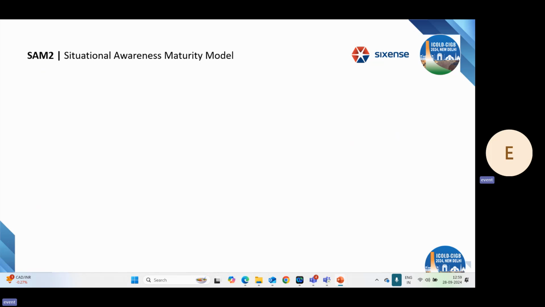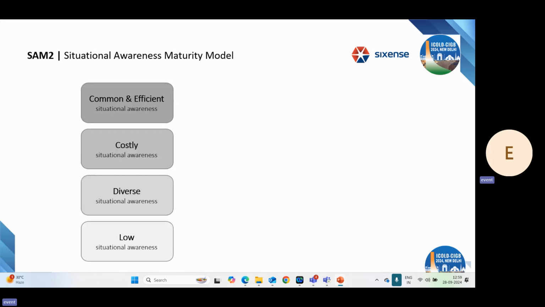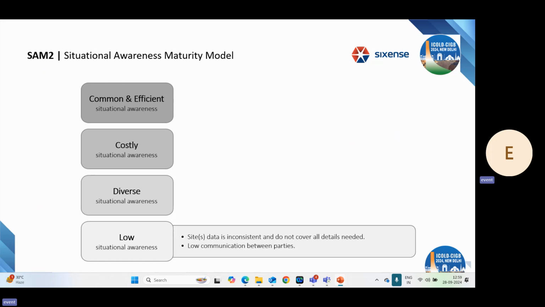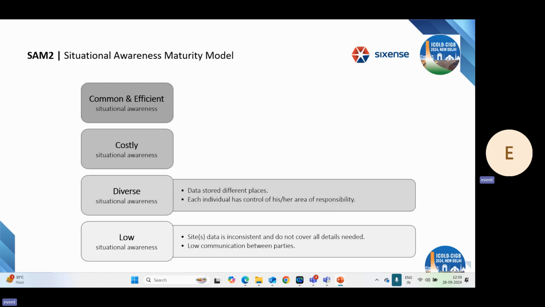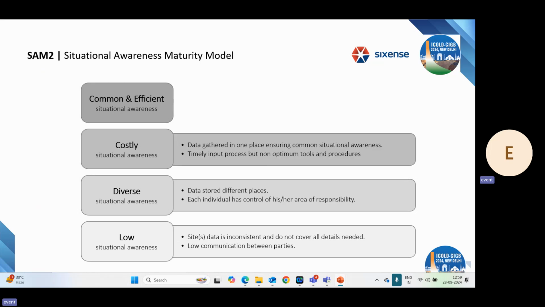Let's look at the situational awareness maturity model. It goes from low situational awareness at the bottom up to common and efficient. So at a low situational awareness on site, the site data is inconsistent. We might not be collecting all the data that we need, and that data is stored in different places and people aren't communicating. We move up one level, we get diverse. So we might be collecting the data, but it's stored in different places, and different individuals have control of those different data sets.